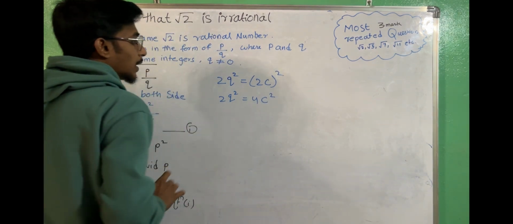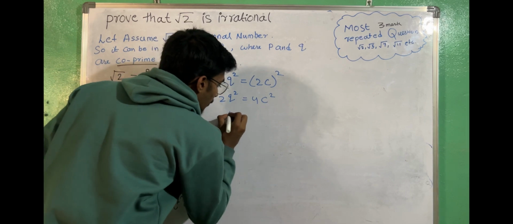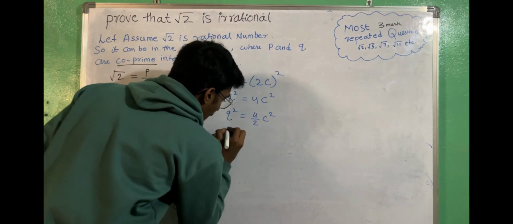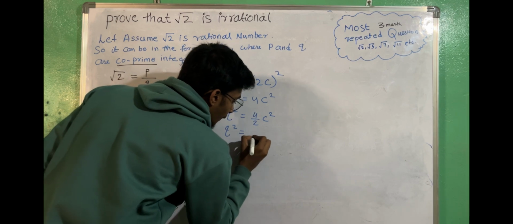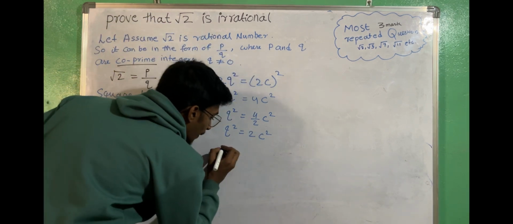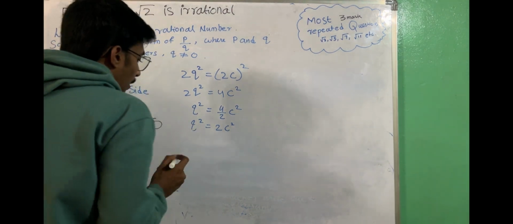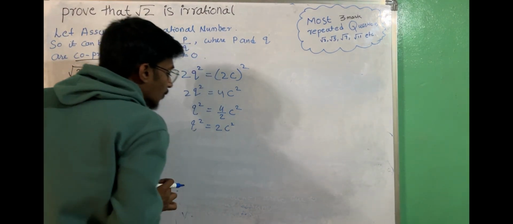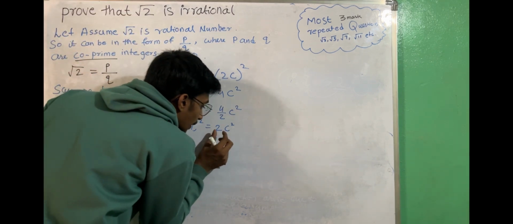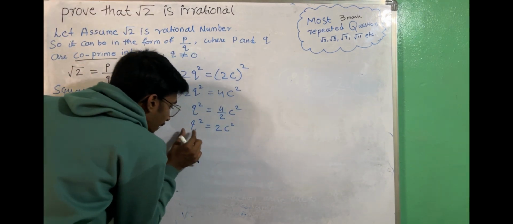This 2 is here in multiplication. When it goes to the other side, it will be in division. Q square is equal to 4 by 2 c square. Q square is equal to 2c square. Now you can see 2 and c square are factors of q square.